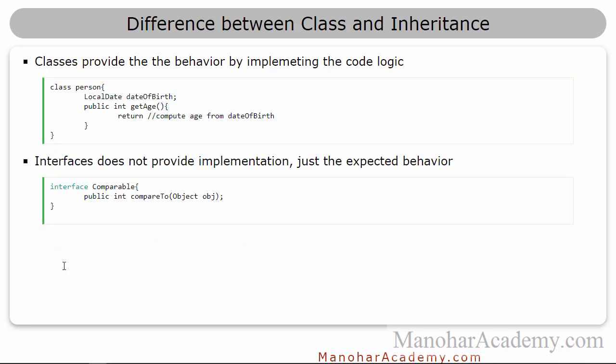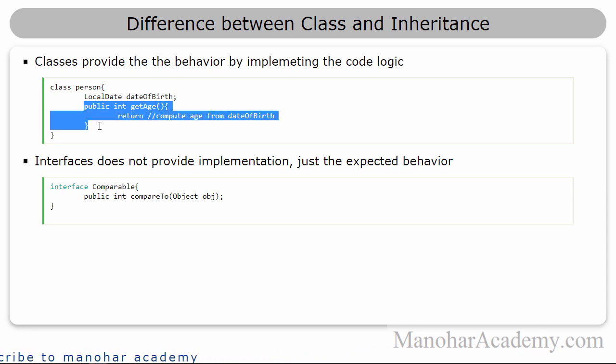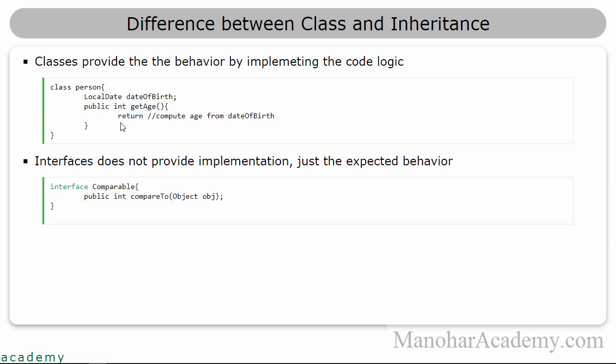As I said, classes and interfaces are different. So what is the difference? As we have created many classes, we know that classes provide the behavior by implementing the code. For example, we have a class called Person, with a capital P, and the person has a state, which will be something like name, date of birth, gender. And we can create a method called getAge, which is the behavior, and we can calculate the age and return that.